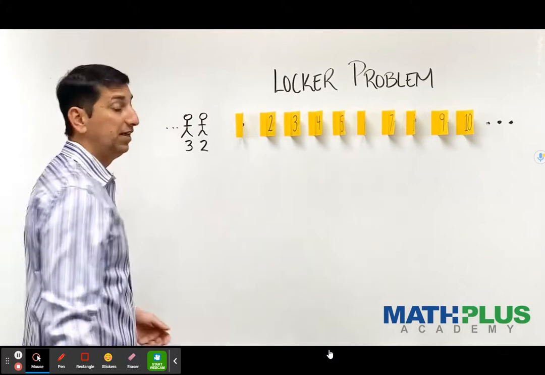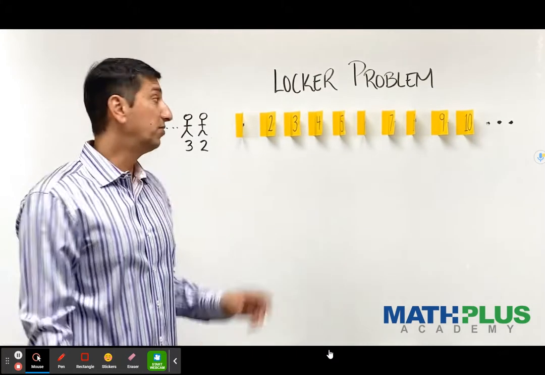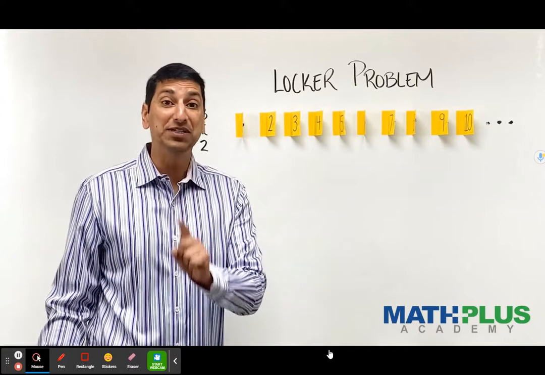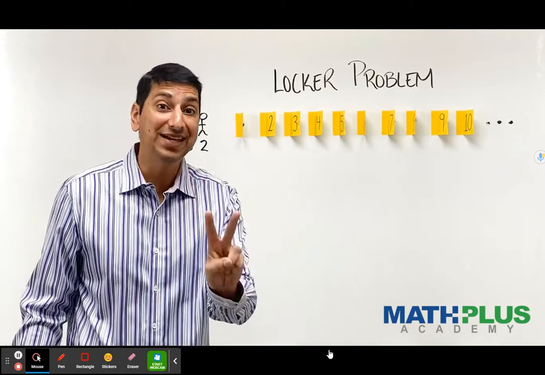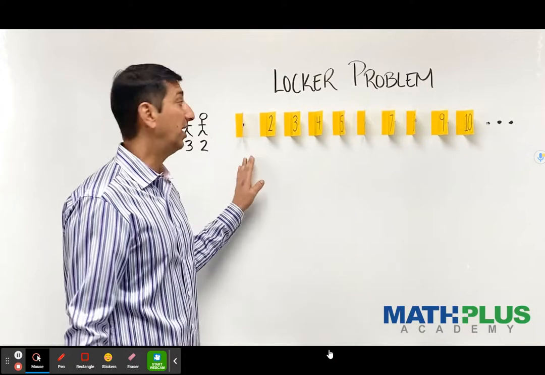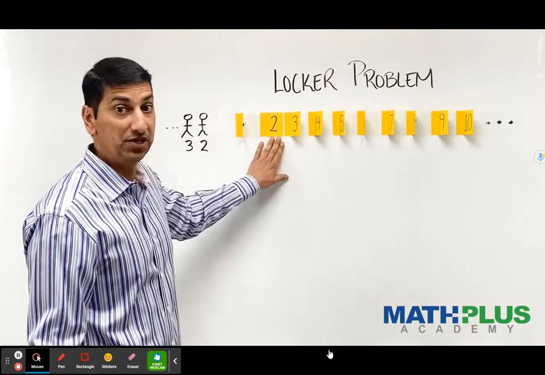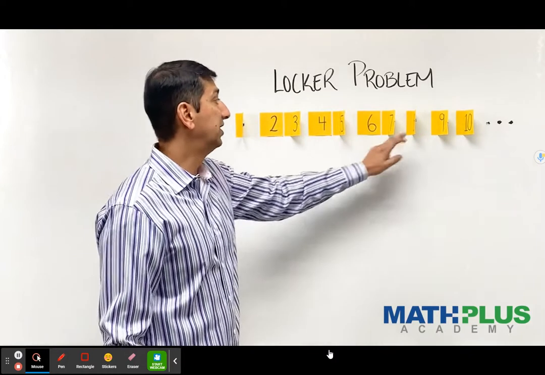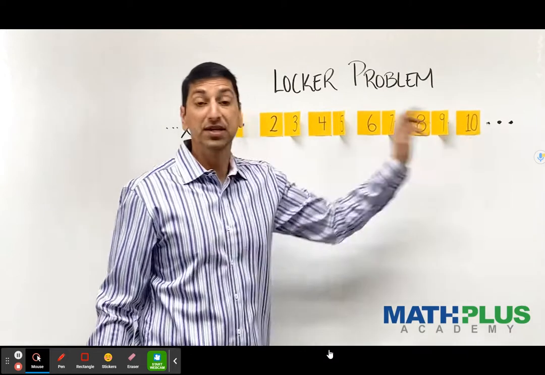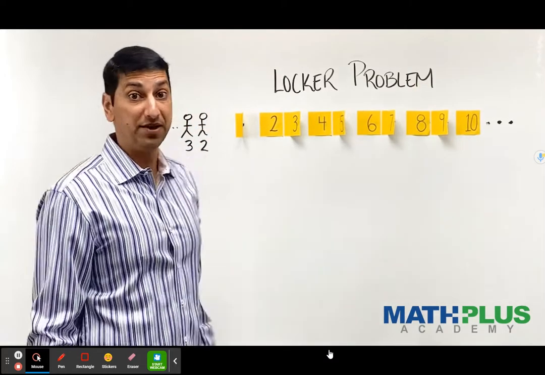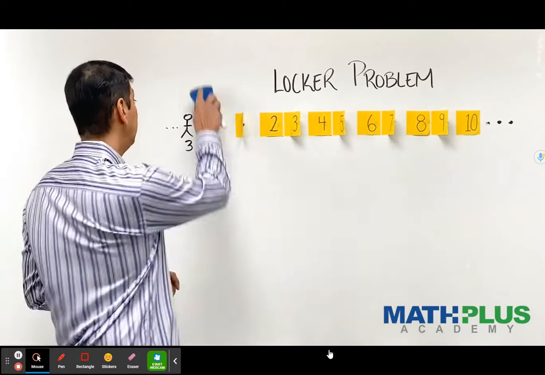They're done. Now the second person is going to walk by, but they are only going to change every second locker. So they'll skip the first locker, close that one because it was open, close number 4, number 6, number 8, and number 10, all the way to 100, repeating that pattern. That's our second person. Now we're done.